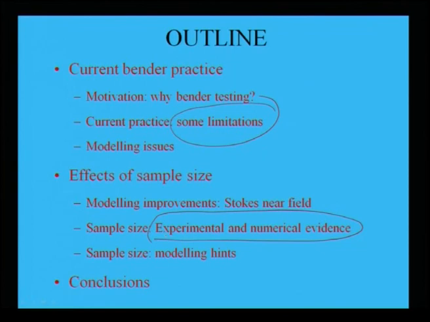Then the last one is your conclusion. In this, particularly on bender element use, we are going to discuss one by one all these things. Maybe I will discuss in the next class.